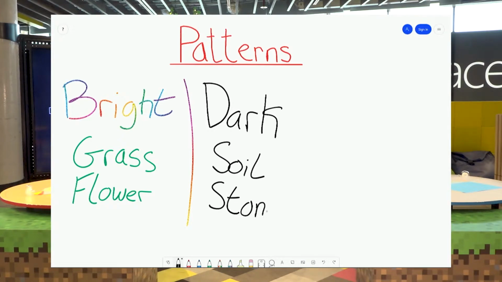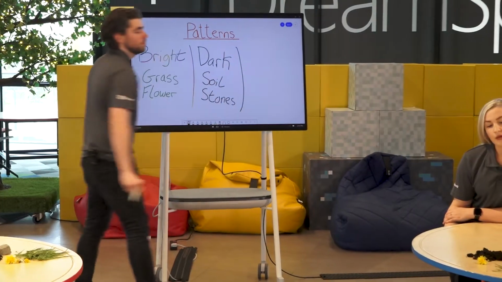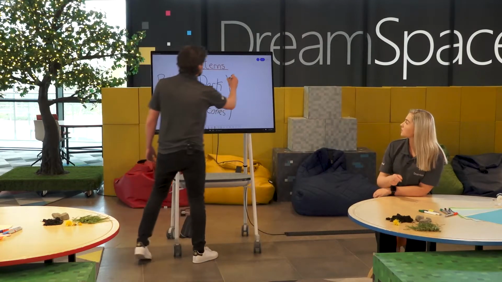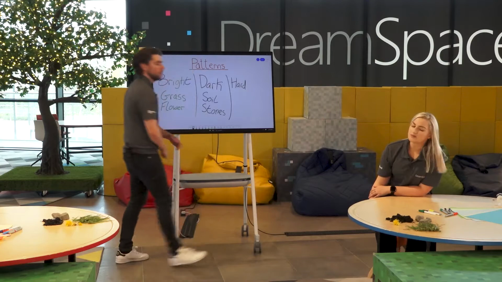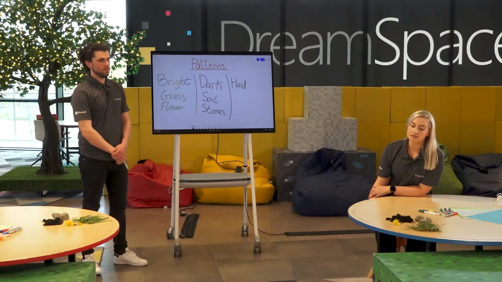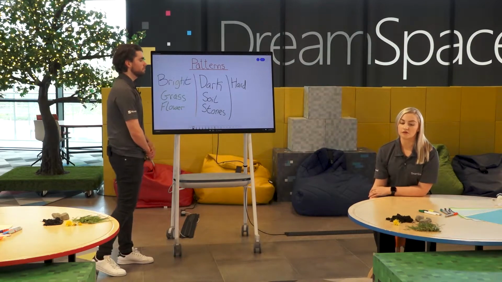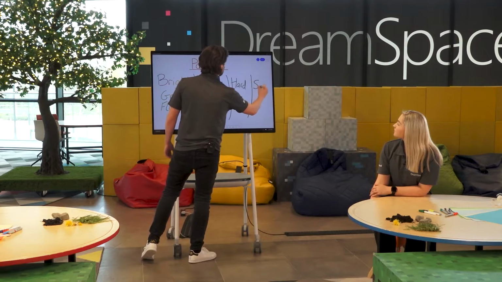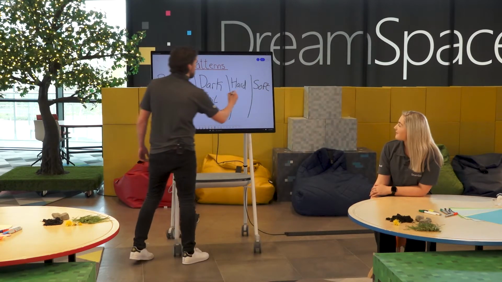Brilliant. Yeah, so stones. Any other kind of patterns we were seeing there? Well, I suppose actually the rocks are quite hard, so hard could be another category. Very good. And I suppose it's really only the rocks that fall into that category. And then the other category I would see is soft. So our grass, our flower and our soil are all soft. Yeah. So soft. So you were saying that the stones go into the hard category, yeah? Yeah. Brilliant.